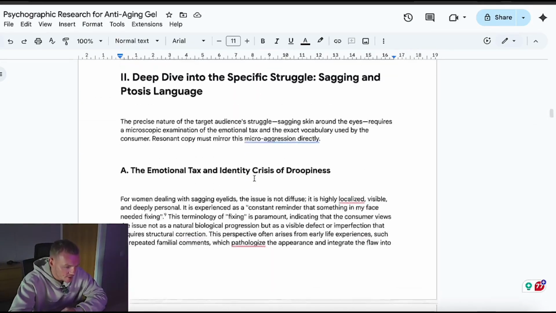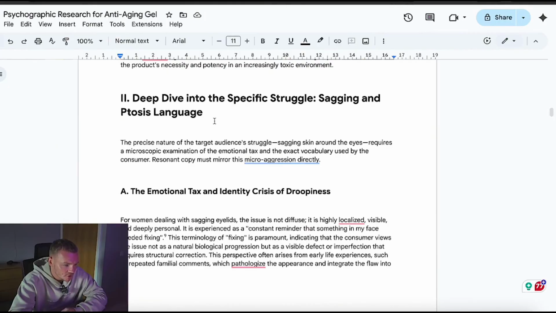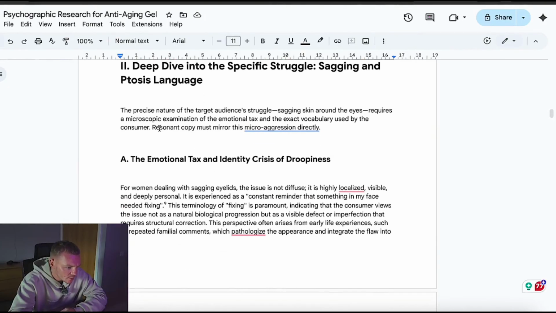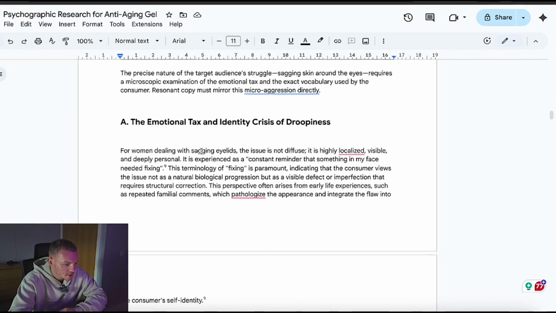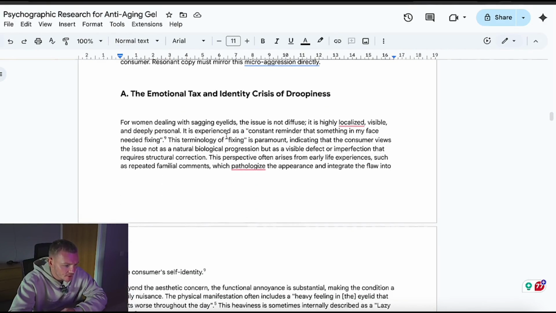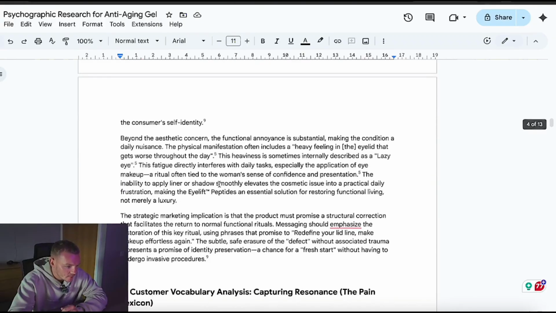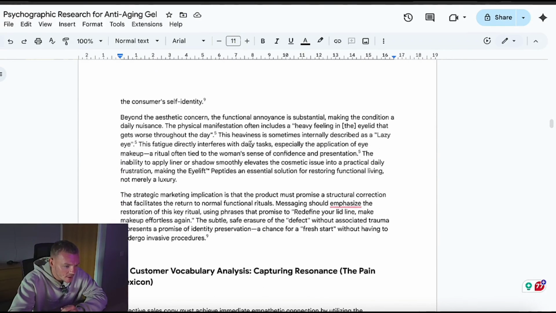So let's pull out some of the deep dive into the specific struggle, sagging and ptosis language. Ptosis? Emotional tax and identity crisis. The issue is not diffuse, it's highly localised, visible and deeply personal. It's experienced as a constant reminder that something in my face needs fixing. The terminology of fixing is paramount. So that's super important because then we can say, fix this problem, fix those sagging eyes. Heaviness, sometimes internally described as lazy eyes.